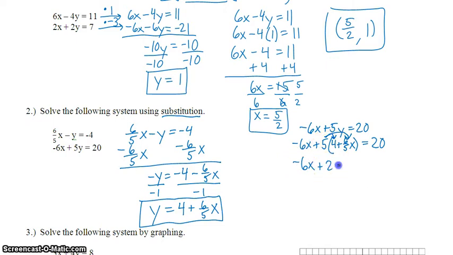Five times 4 is 20, plus 5 times 6/5 x gives me 6x. Now solve. -6x plus 6x. I can add my like terms. Well, -6x plus 6x gives me 0. And 0 plus 20 is just 20. Well, that's odd. My variable has dropped out.